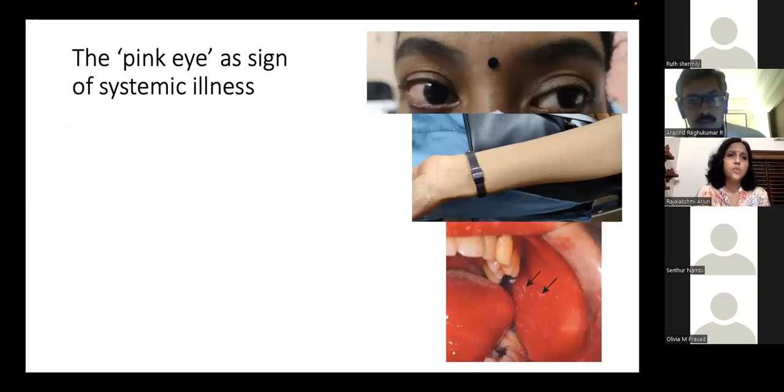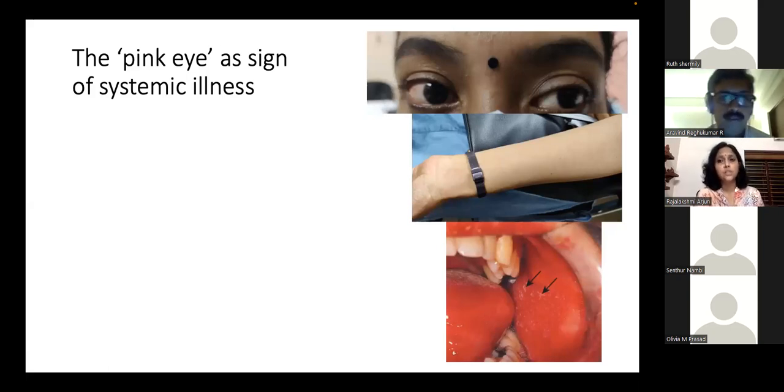So coming to the next organ that we commonly see, not in the OPD, but as a referral, are those infections where eye involvement is part of the systemic syndrome, or purely an eye and oropharyngeal involvement.